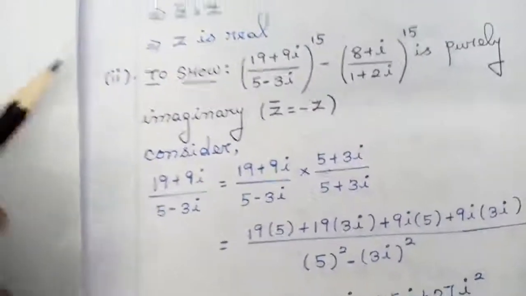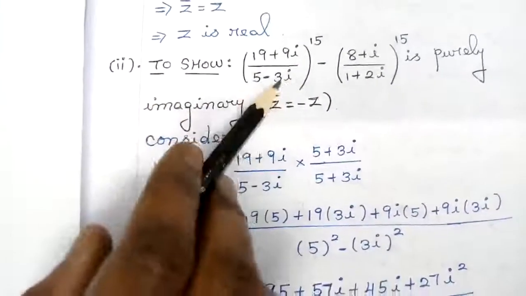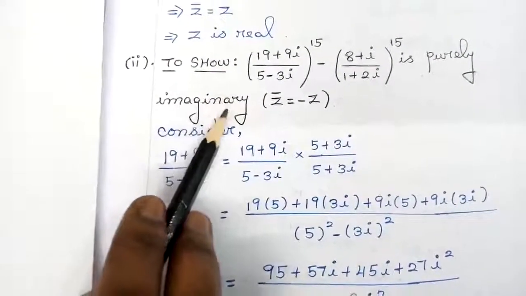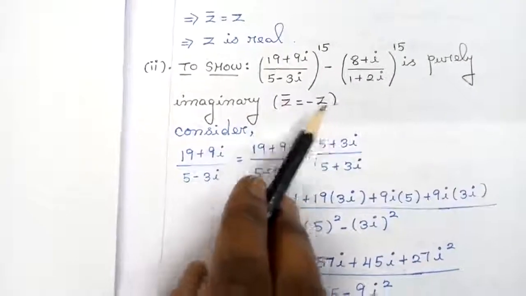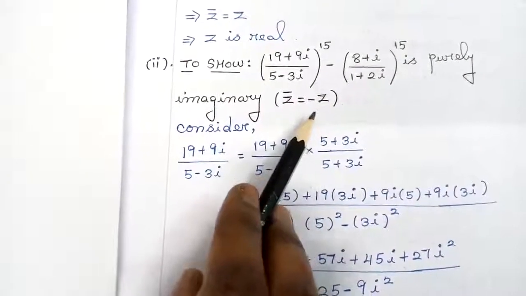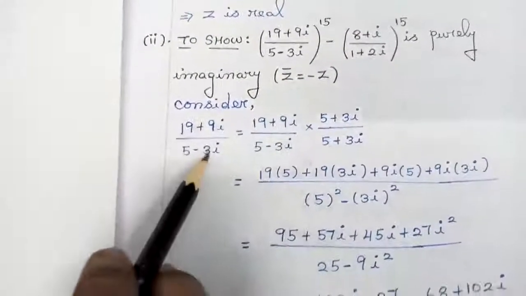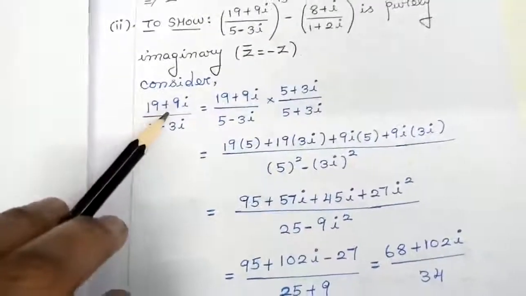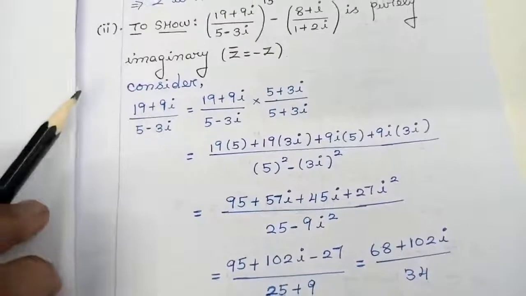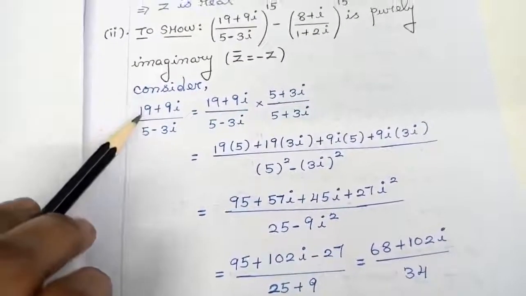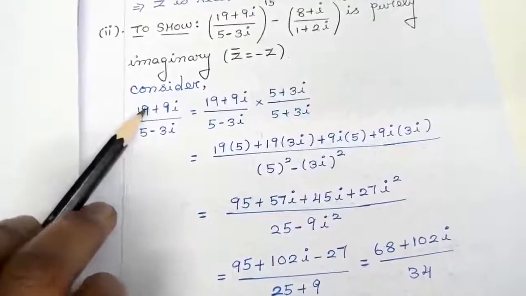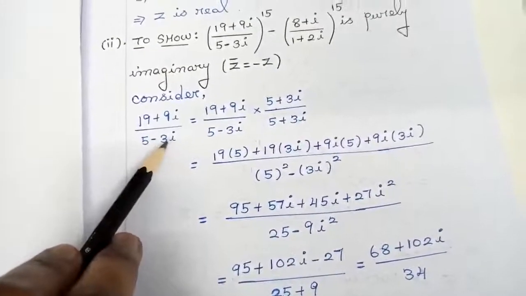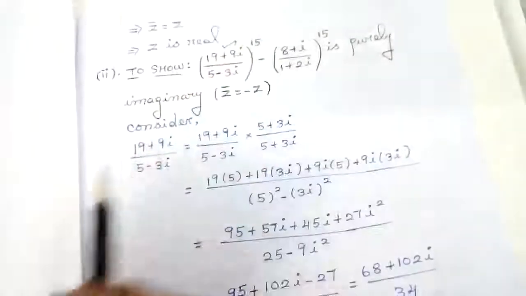Coming to the second question. If you see the second question, they have given you this value and they are asking you to prove it is purely imaginary. Purely imaginary means z bar equal to minus z. Here, since it is given in the form of a fraction, I am going to simplify the denominator. I am going to convert this fraction into a simple complex number, that is rectangular form. I am going to take the first part, that is (19 plus 9i) divided by (5 minus 3i), whole to the power 15. I am just going to take the value inside that power.